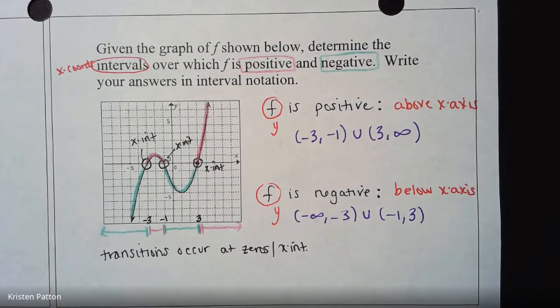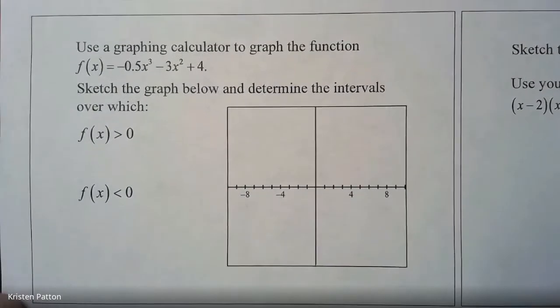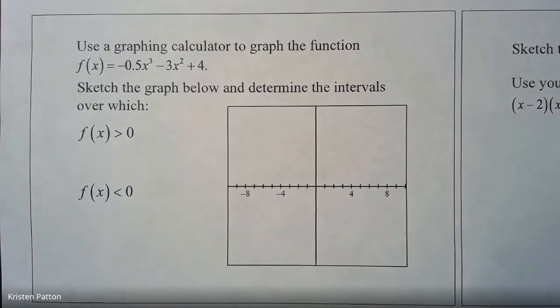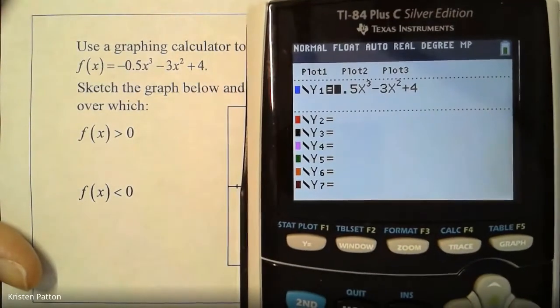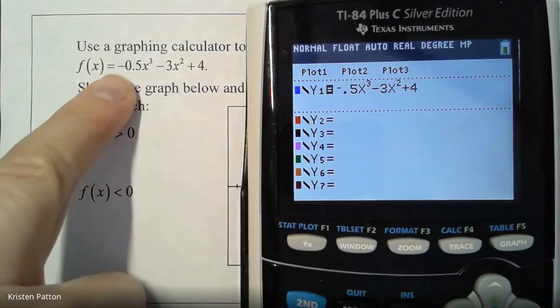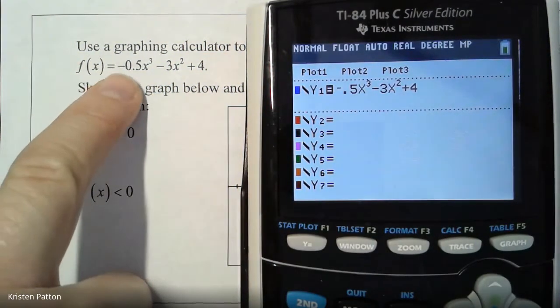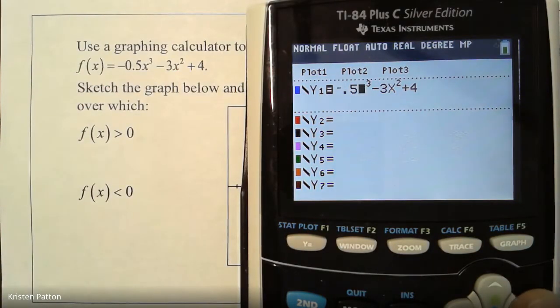Awesome. Let's grab our graphing calculators. Okay. So it says use a graphing calculator to graph the function. And so I'm using an 84, but we've talked about graphing all year. So I'm going to go to my y1 and type in -0.5x cubed, get out of the exponent, minus 3x squared plus 4.